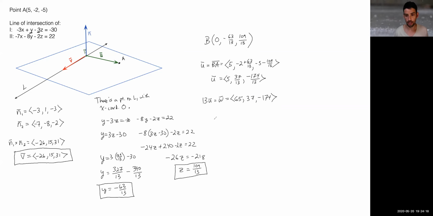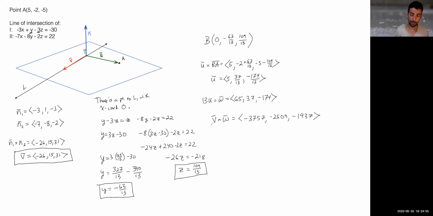So now I took v cross w. Let's see what that looks like. Yeah, that's what I did. And so I'll spare you this massive computation. V has negative 26, 15, and 31 crossed with w. It worked out to be negative 3757, negative 2509, negative 1937. Okay, now that's pretty huge.